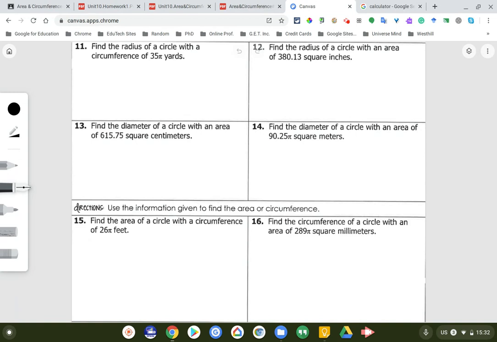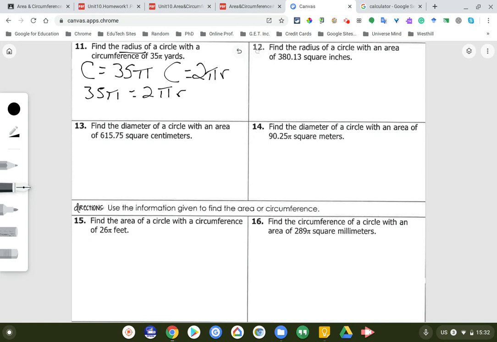Okay. So we have the circumference of a circle equals 35 pi. Okay. We also know, because we're talking this time about radius, okay? We're talking about radius in this equation. I'm going to use the equation that is 2 pi r, okay? So find the radius of a circle. And they give us that. So I'm going to put in 35 pi equals 2 times pi times r.